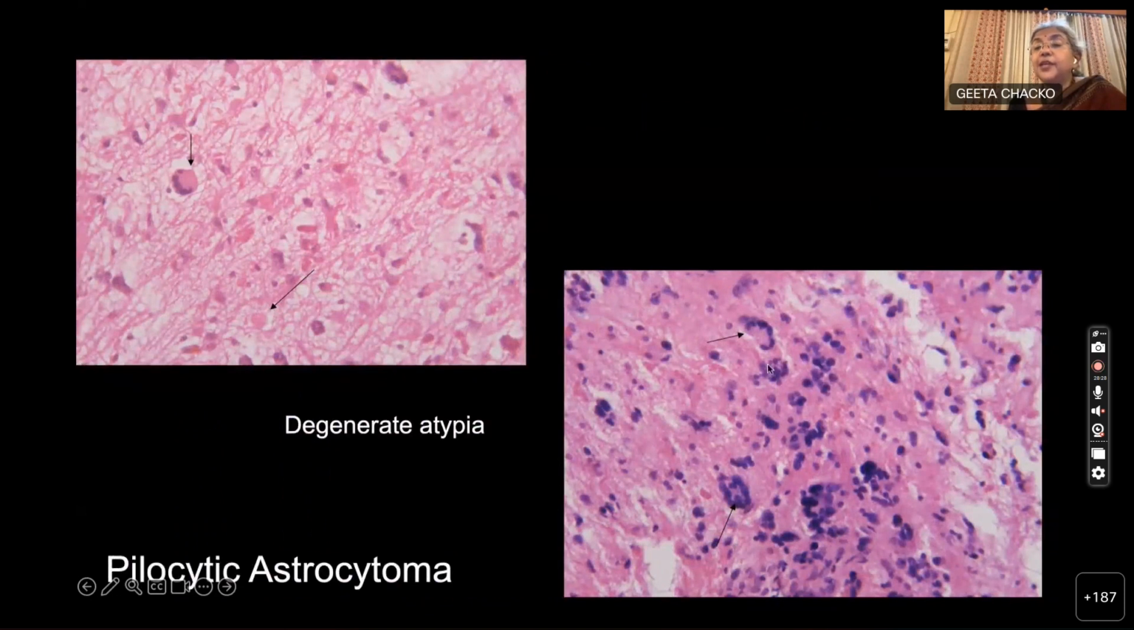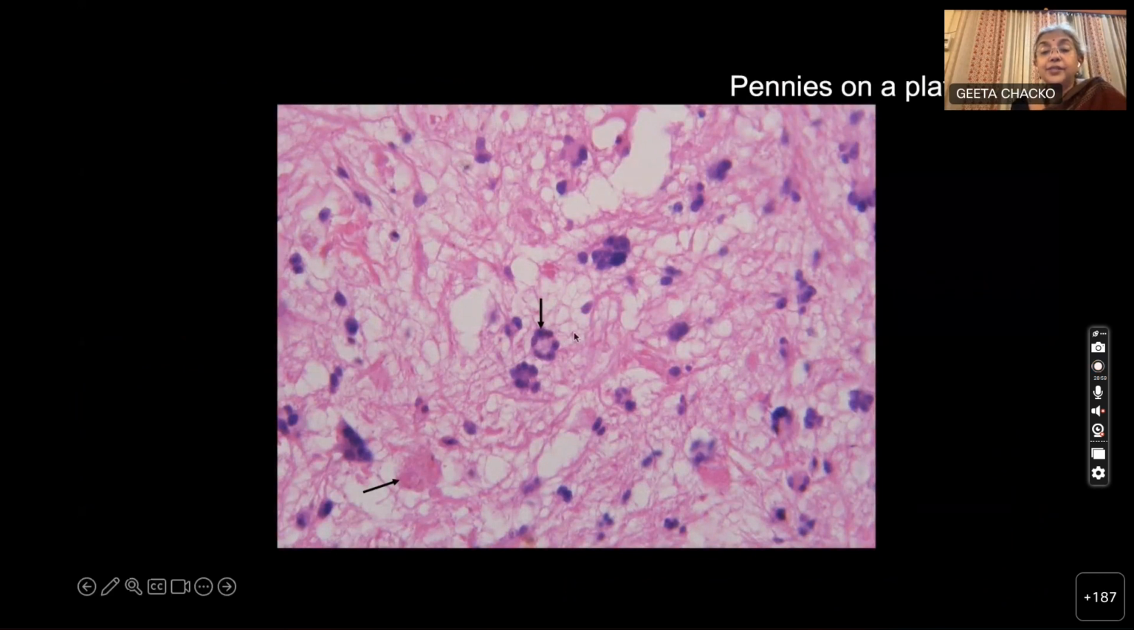See, you're seeing multinucleate forms here. It's called degenerative atypia. They say it's a pennies on a plate appearance, like coins arranged in a plate. So you're seeing these giant cells. Remember that if you see those in the background of other typical features of a pilocytic astrocytoma, with the Rosenthal fibers and the eosinophilic granular bodies, it is not a higher grade tumor but just degenerative nuclear atypia.